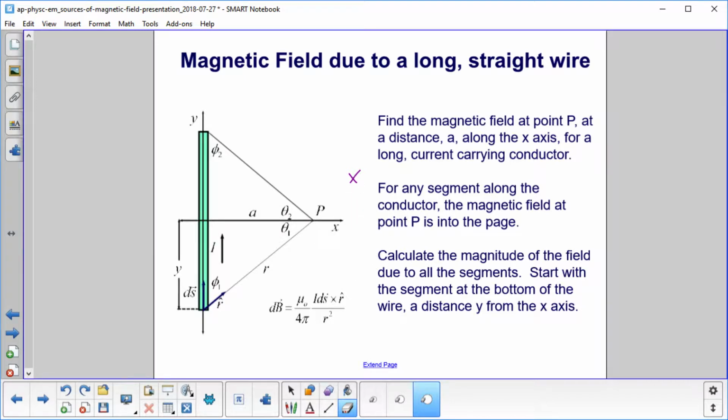We'll just leave one X up there just to remind us. Now we want to calculate the magnitude of the field. We've already found the direction. That was pretty straightforward. We want to find the magnitude due to all the segments.